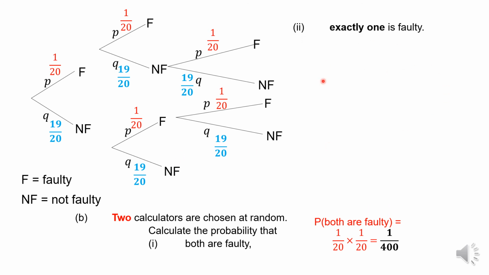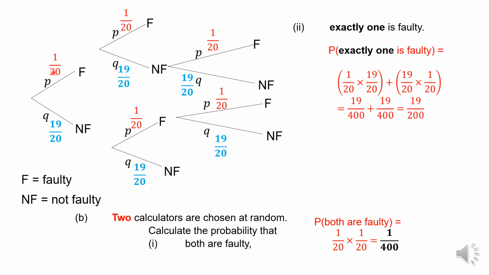Then exactly 1 is faulty. Now, when 1 is faulty and you take 2 calculators, that is why I highlighted the word 2 in red. So it's either you take a faulty and a not faulty, or you take a not faulty and a faulty. A faulty is 1 over 20 and a not faulty is 19 over 20, so that's giving you 1 over 20 times 19 over 20. Add the same thing then. Remember, whenever you are dealing with fractions, you only add the numerators. 19 plus 19 is 38, and 38 over 400 simplifies to 19 over 200.